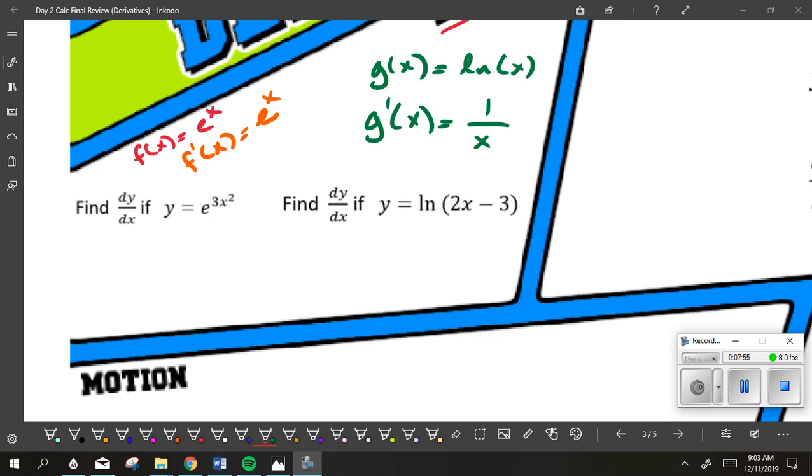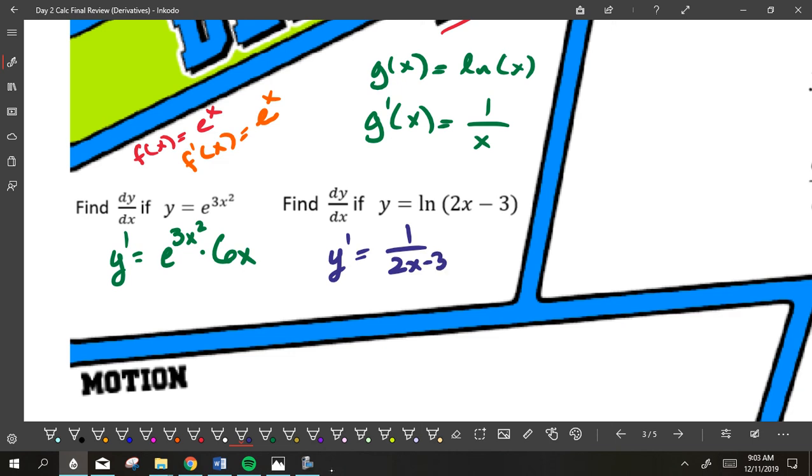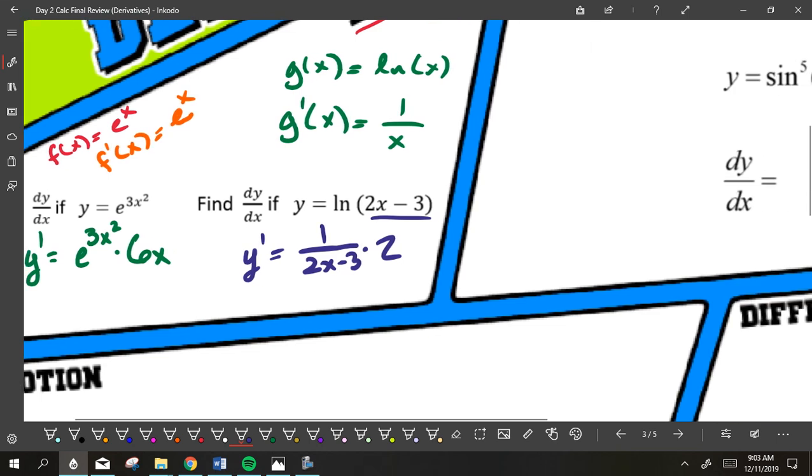Derivatives here. I'm taking the derivative of y equals e to the 3x squared. Maya, what do you say that derivative is going to be? E to the 3x squared. So the derivative of e is what you see times the derivative of the exponent. Good, 6x. We are then taking the derivative of natural log of 2x minus 3. Lauren, what's that derivative going to look like? 1 over the baby times the derivative of the baby, which would be times 2. Good.